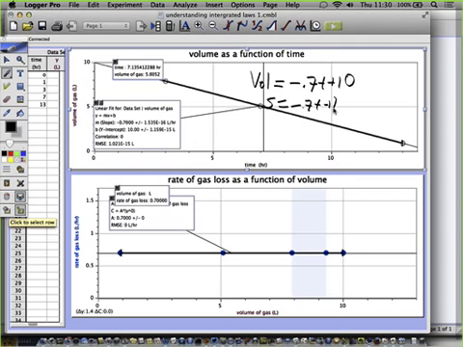And if you do that, you'll get a time of 7.13 hours. But here comes the question. Does the half-life change with the initial amount of gas? And the answer is yes.